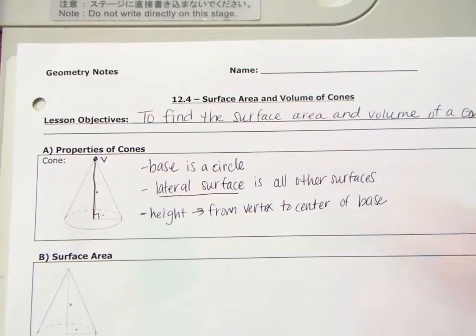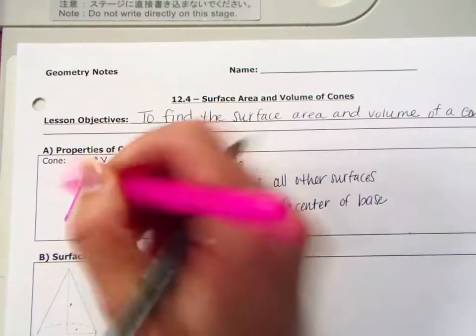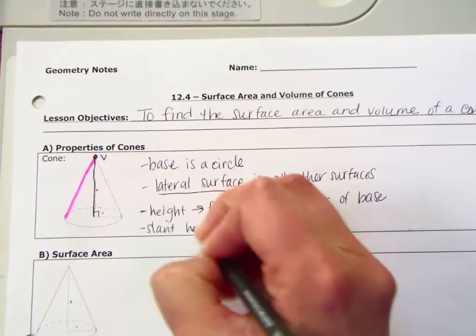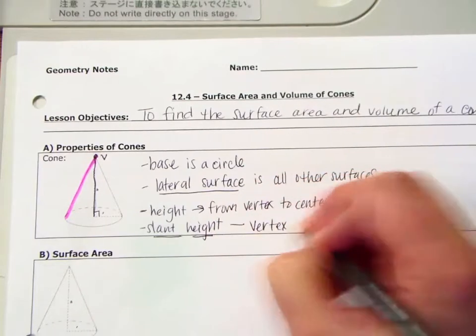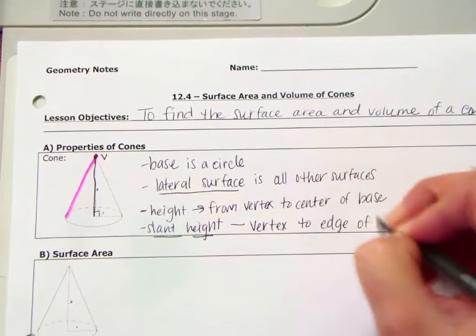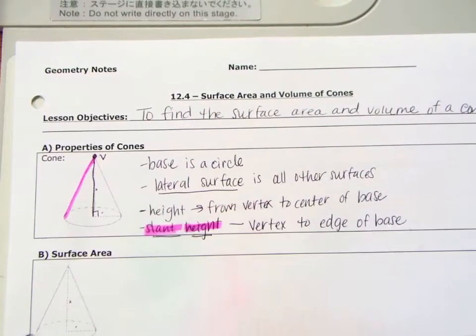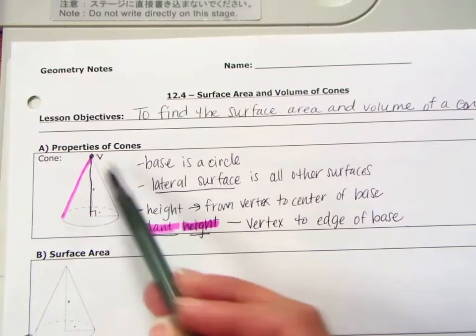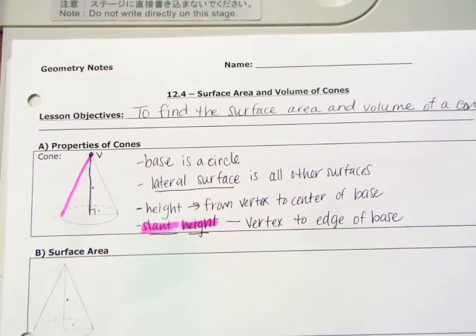And then we have another kind of height in a cone, which we call the slant height. The slant height is along the outside of the cone from the vertex to the edge of the base. It's really, really important to understand the difference between height and slant height. Height goes from the vertex straight down through the cone to the center of the base. Slant height goes from the vertex along the outside of the cone to the edge of the base.